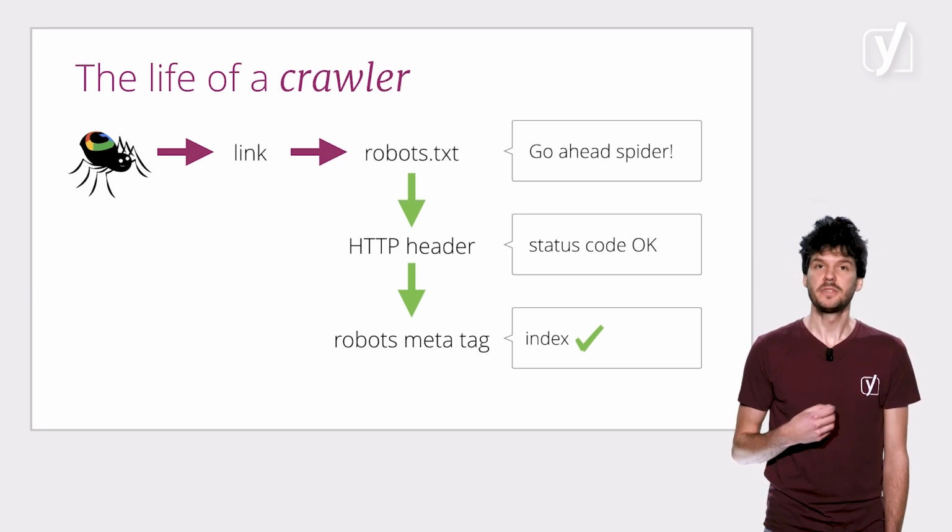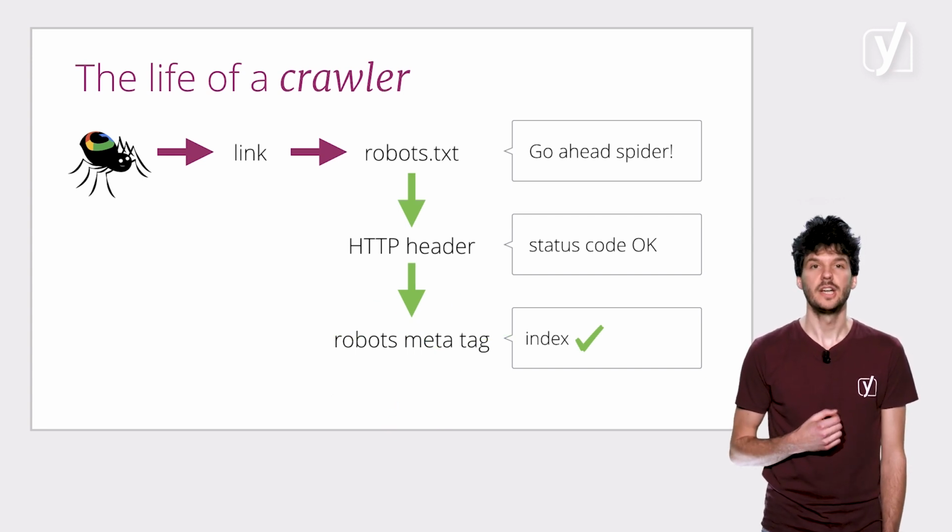If the status code is 200, everything is okay and the crawler will crawl the entire page. And lastly, it will check the robots meta tag. If the robots meta tag allows for indexing, it will add the page to Google's search index, and the page can be found when you search in Google. You can learn more about the technical aspects of crawlability and how to use them in our technical SEO course.